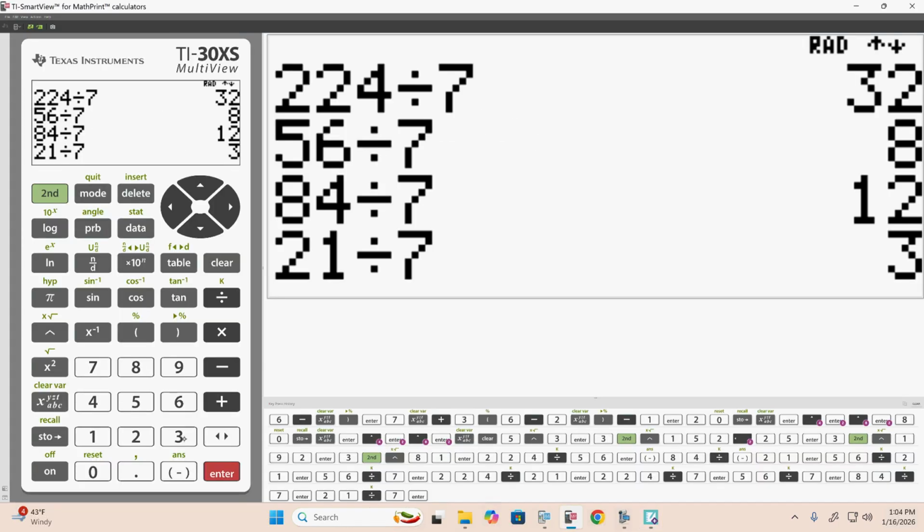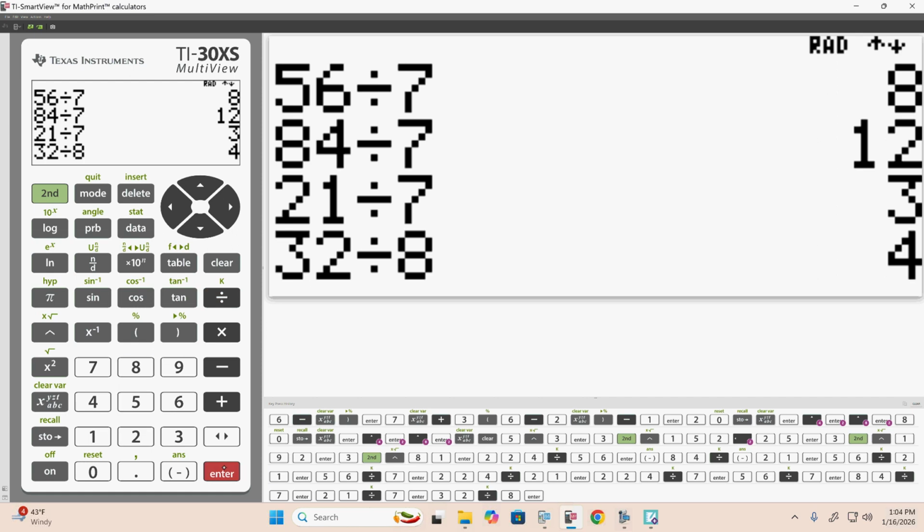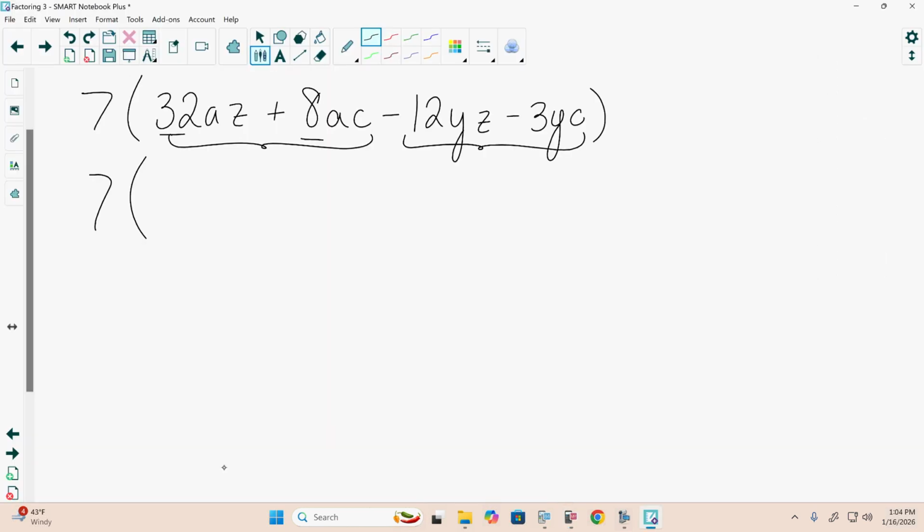I think 8 is right. 32 divided by 8. So, our greatest common factor, use red, between these two here, 32 and 8, is 8. Do we have anything else in common with 32az and 8ac? A. And that's it. If we factor 8a out of 32az, 32 divided by 8 gives us 4.